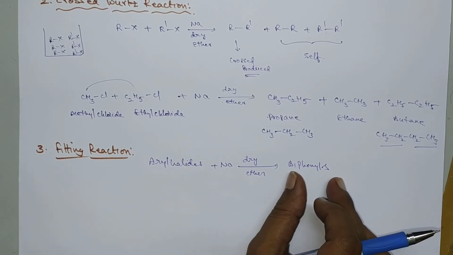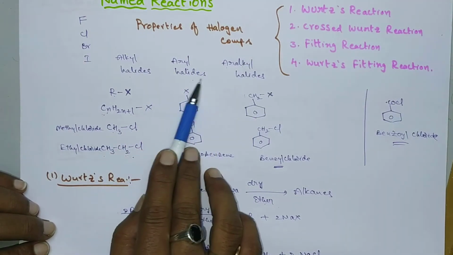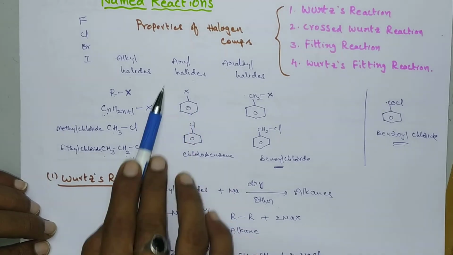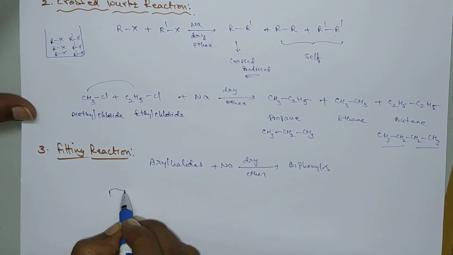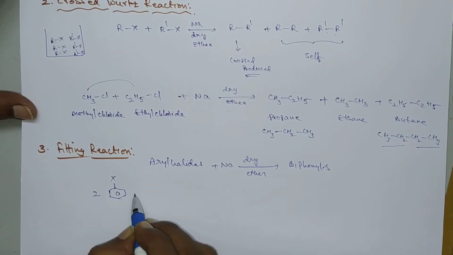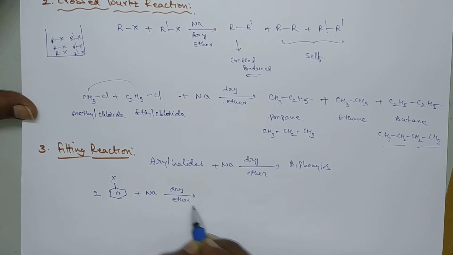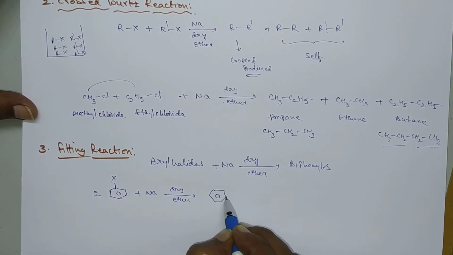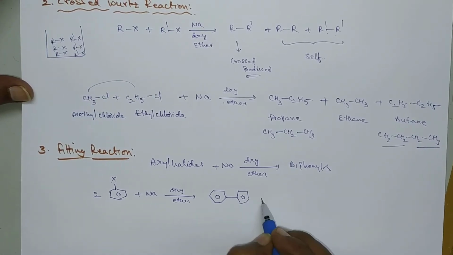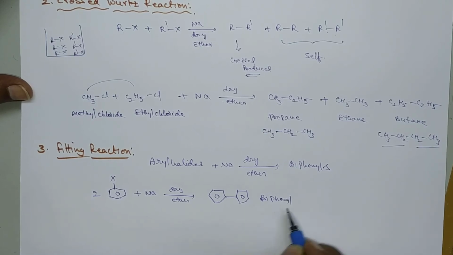So what is meant by aryl halide? We have already discussed all about aryl halides. An example of an aryl halide is chlorobenzene. So it is an aryl halide. For the general equation, if you take an aryl group, that is benzene, and a halogen is there. So 2 moles of aryl halides react with sodium metal in the presence of dry ether to form biphenyls. So 2 phenyl groups are fused together like this. This is called biphenyl. So 2 phenyl groups are there, that's why it is called biphenyl.